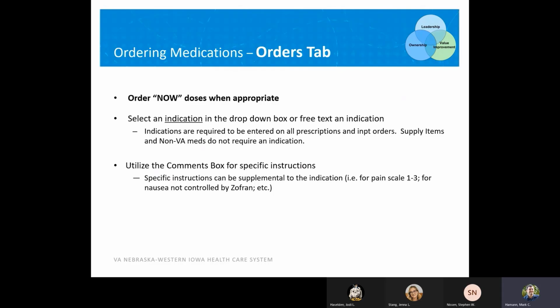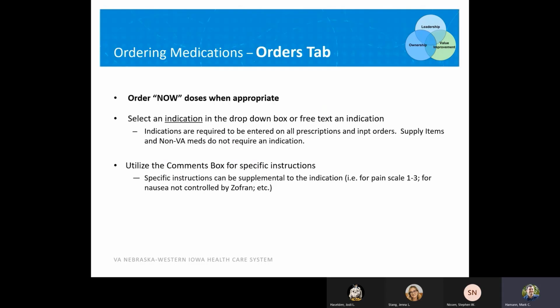There's a new piece of this as well. You have to select an indication. There's a drop-down box that shows some of the most common indications, but you can also free text. It's not quite as intuitive that you can free text in that box, but you are able to. And then make sure that you're utilizing the comments box for any specific instructions for when you want the patient to take this medication. For example, if you only want the patient to take Tylenol for mild pain or for a pain scale of 1 to 3, you can type that into the special instructions.